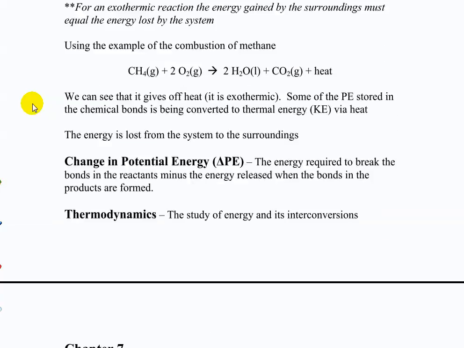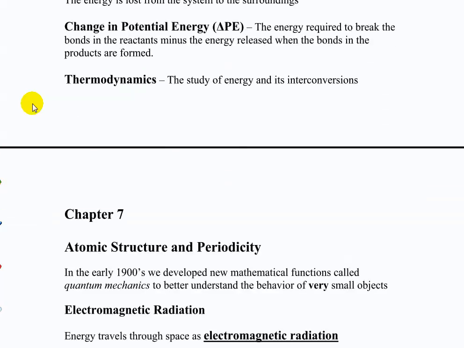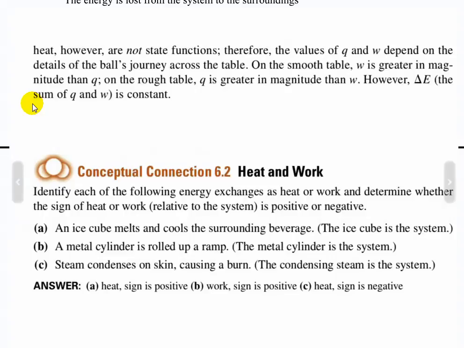All right, and that's pretty much all we're going to talk about. Now, I do want to show you what a couple problems might look like that deal with these energy things. Here are some problems that I might ask you and that you'll see in this chapter 6, Max Strength Chemistry. Identify this as heat or work and determine whether it would be negative or positive.